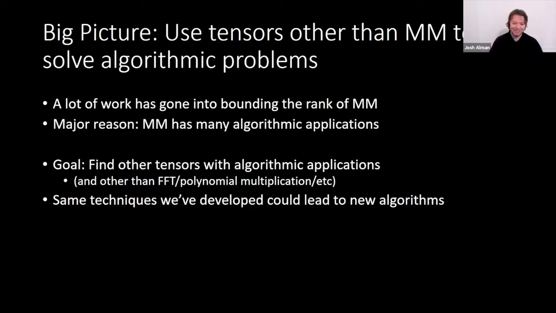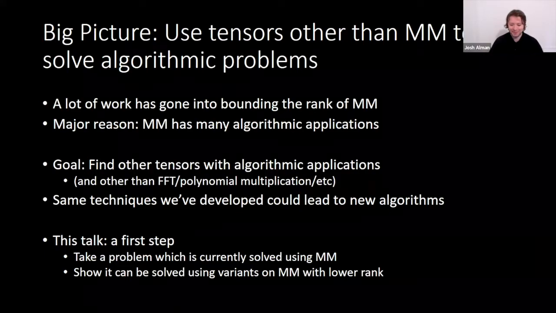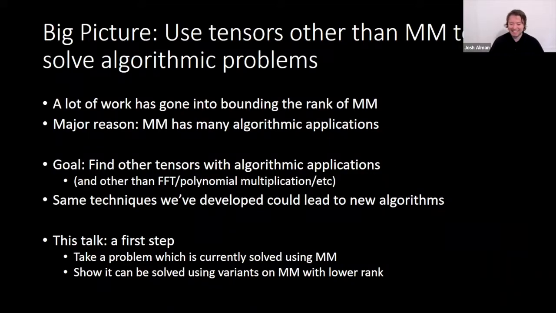So in this talk, I want to tell you about a first, or maybe second, step along these lines. I'm going to tell you about a problem called the light bulb problem, where the current fastest algorithm uses matrix multiplication. I'm going to show that actually you can replace matrix multiplication with other variants, which in particular can have lower rank than matrix multiplication, so they can be computed faster. So this is an example where you can replace matrix multiplication with something that can be computed faster, to speed up the algorithms for the problem. Okay, that's my goal. And the specific problem I'll tell you about today is of course the light bulb problem.